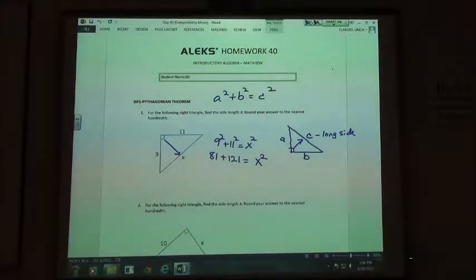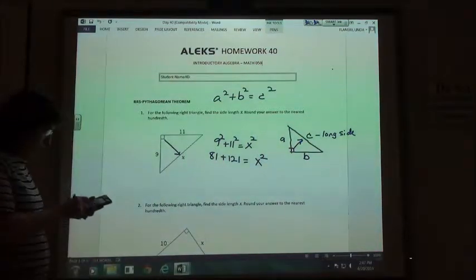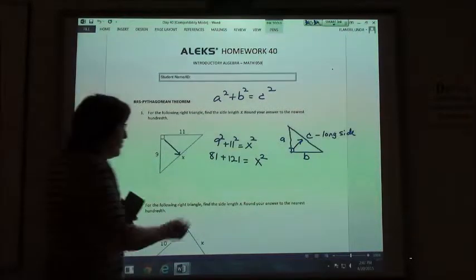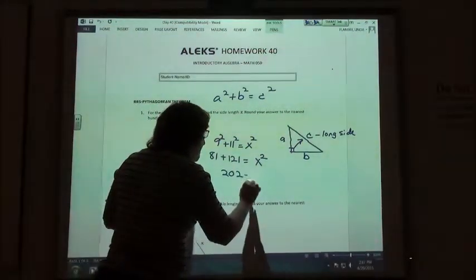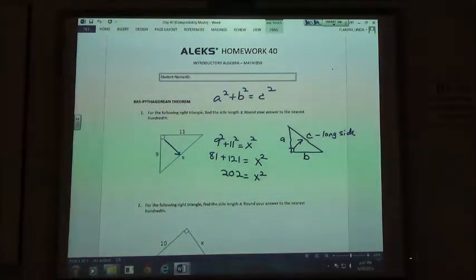9 squared plus 11 squared, 81 plus 121 is equal to x squared. So I'm going to add those. 81 plus 121 is equal to 202. Well, that's equal to x squared, not just a plain x.